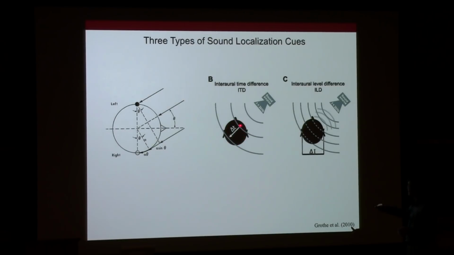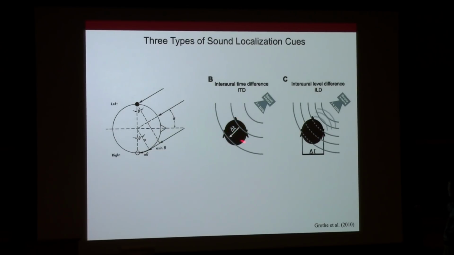There's a time difference, delta t, which we call interaural time difference. It's on the order of several microseconds, very tiny, but it's big enough for the auditory system to use. So if the sound comes from the middle, delta t will be 0.